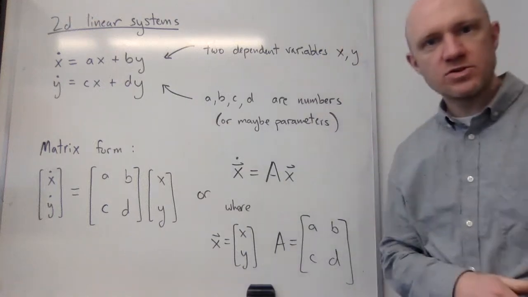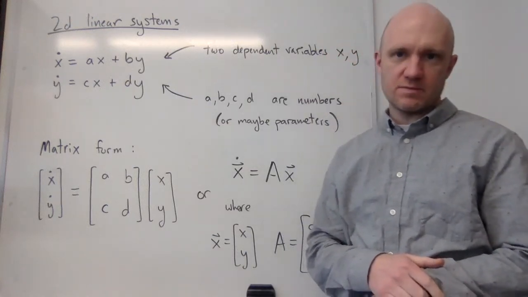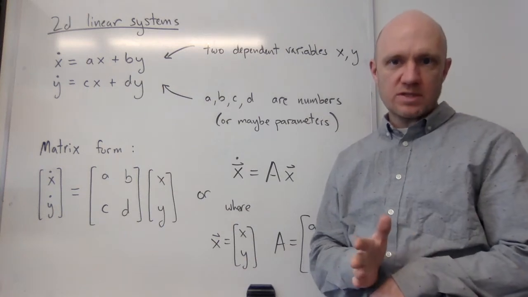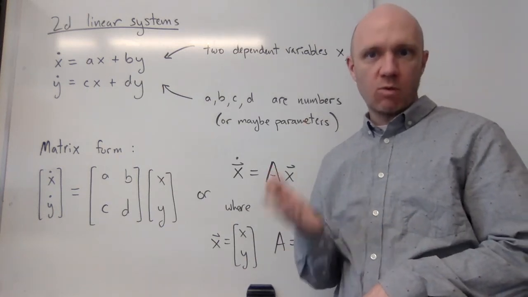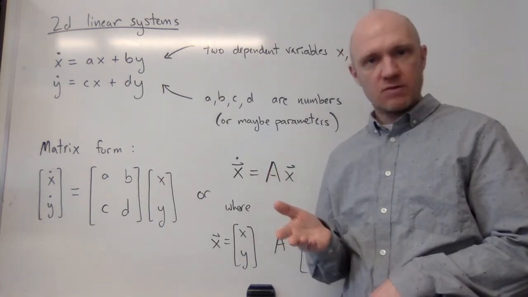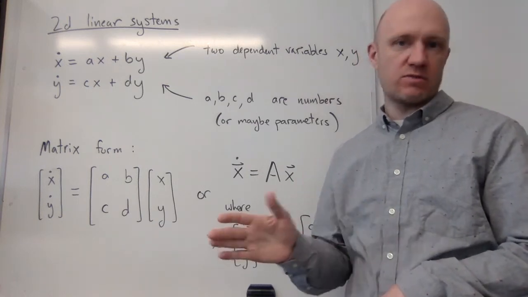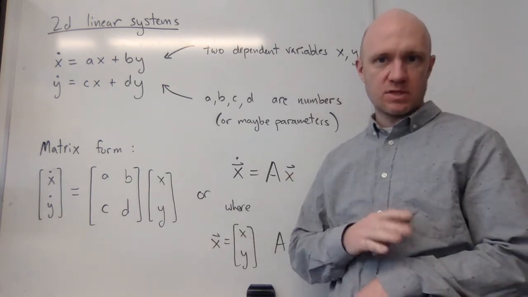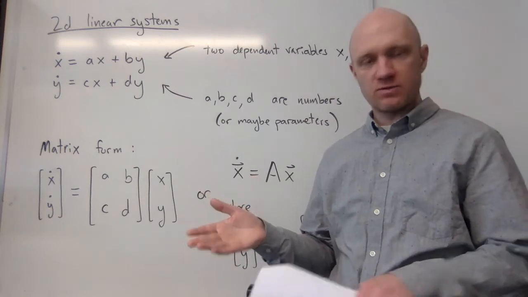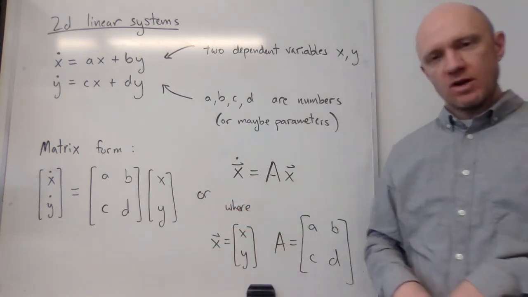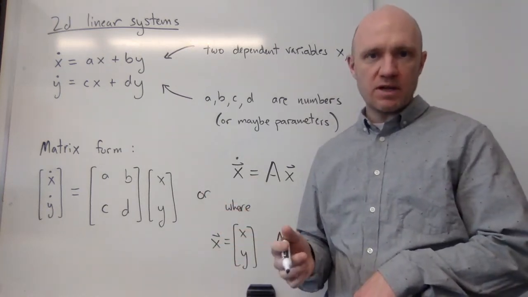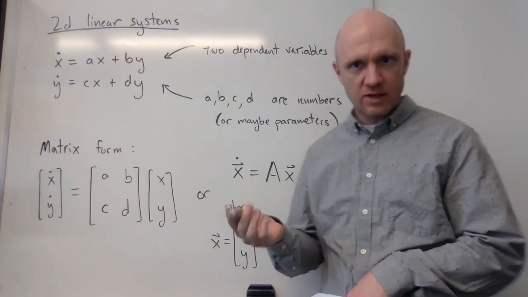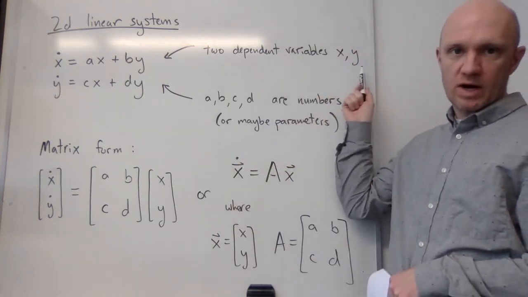Hi folks, I want to introduce you to 2D linear systems. So far we've been studying 1D systems where we only have one dependent variable x. And we haven't been particularly focused on linear versus nonlinear. We've been studying systems that look like x dot equals f of x for any old f of x. But now we're going to introduce another dependent variable. We're going to call it y. So we'll have two dependent variables, x and y.